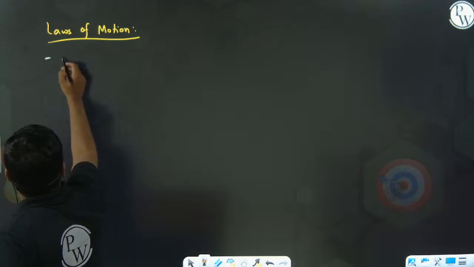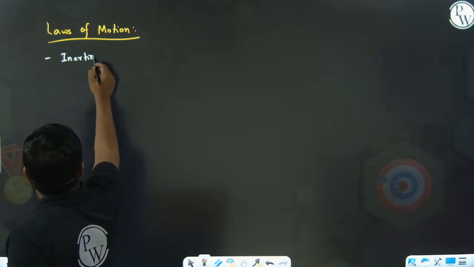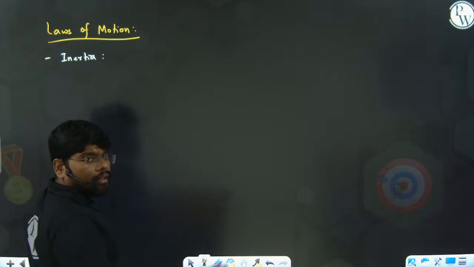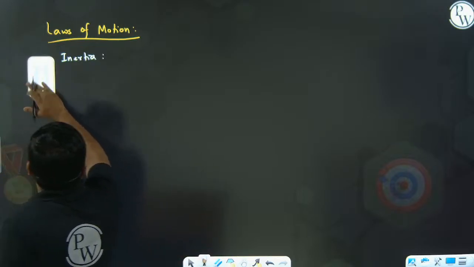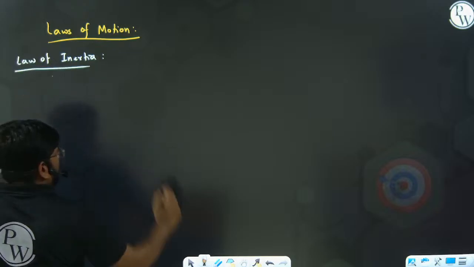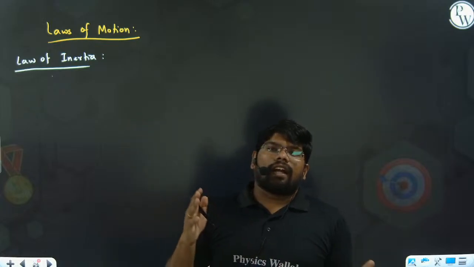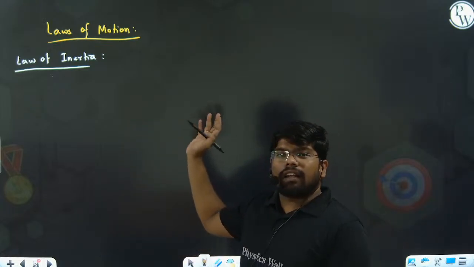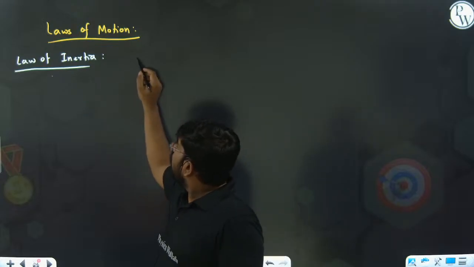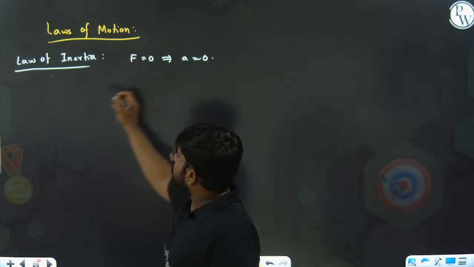It deals with the 3 laws. First is inertia, the law of inertia. A body which is at rest remains at rest. Inertia is a property. If you talk about the law of inertia, what does it say? A body which is at rest remains at rest until compelled by external forces. Or we can say when net force is 0, acceleration will be 0 also.